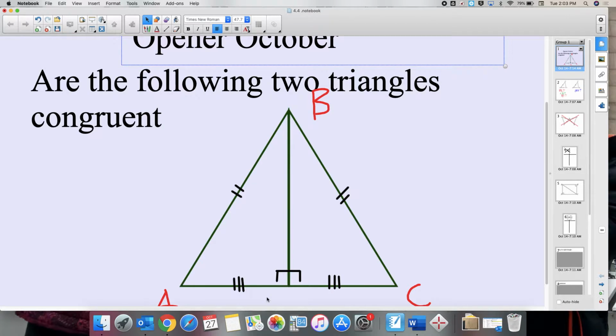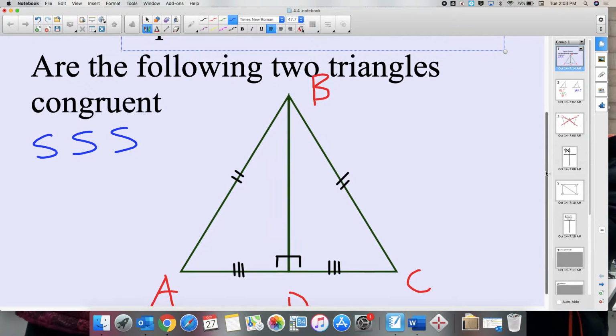All right, in 4.3, we talked about our first shortcut being side, side, side. For the first time, we were able to just show that if we have three sets of sides congruent to three sets of sides, then our two triangles would be congruent. Taking a look at our opener, if we were to do this as a proof, right?